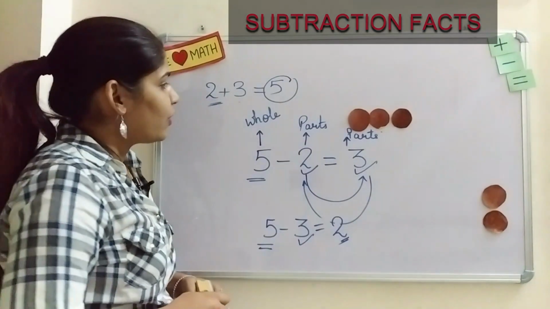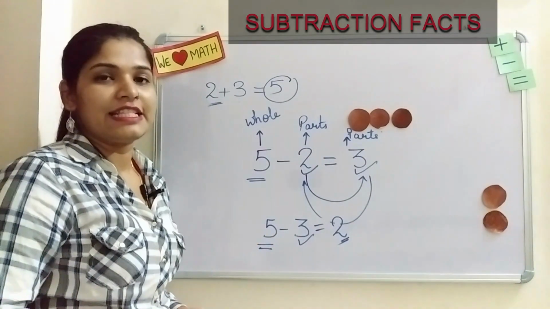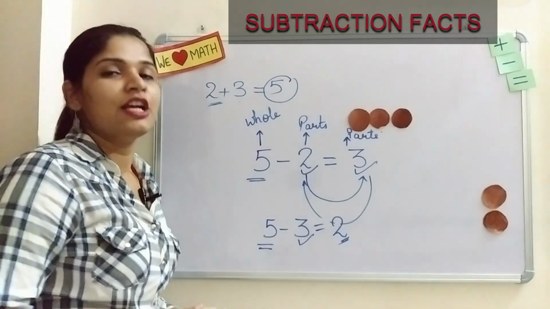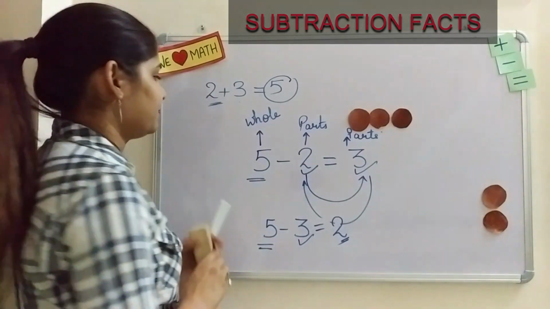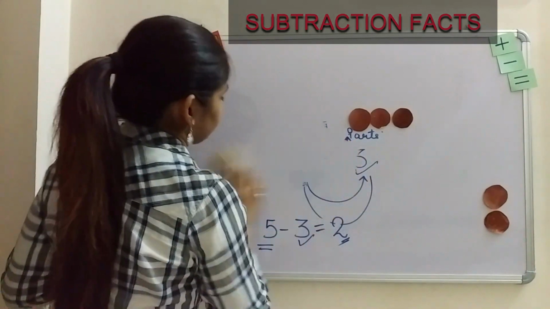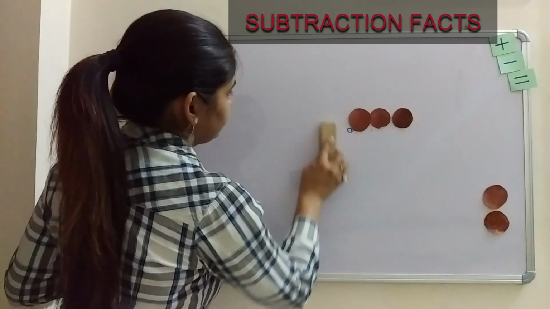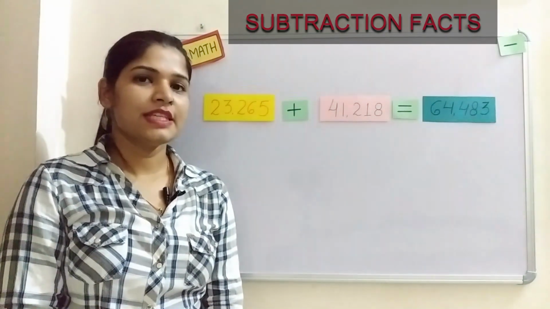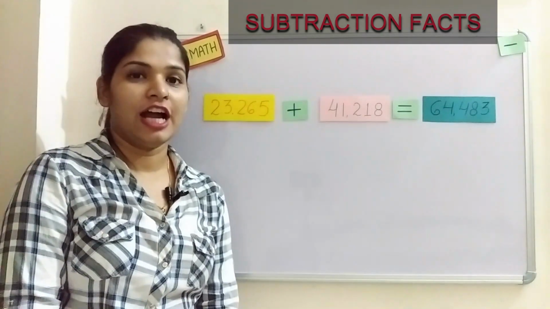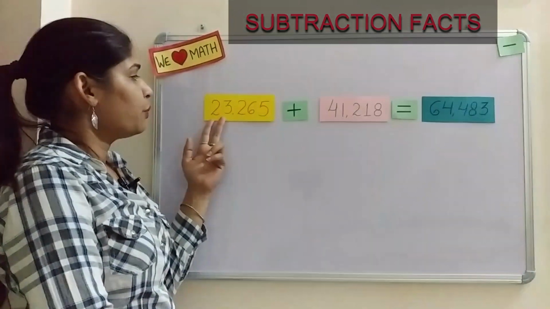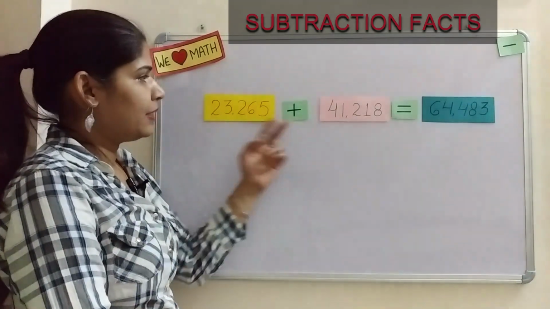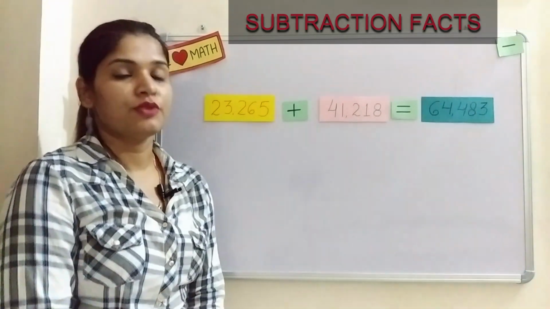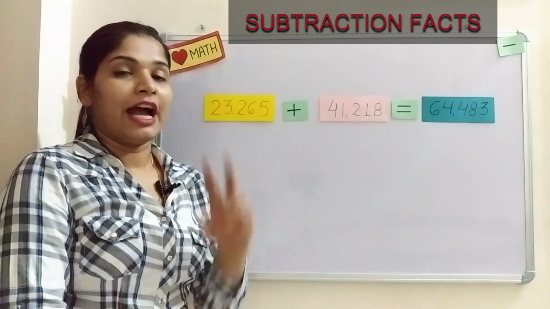So in this one, these are 2 small numbers, and we have done it very easily. But what if we have large numbers, because we are doing large numbers as well. So let us check how to do that. As you can see here, we have an addition fact of large numbers, in which I have written 23,265 plus 41,218 equals 64,483.